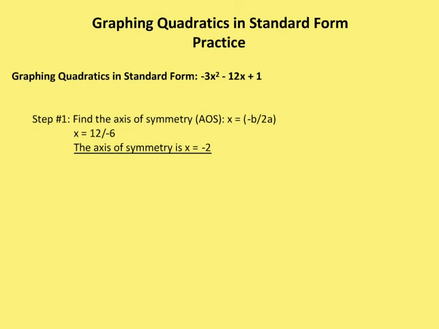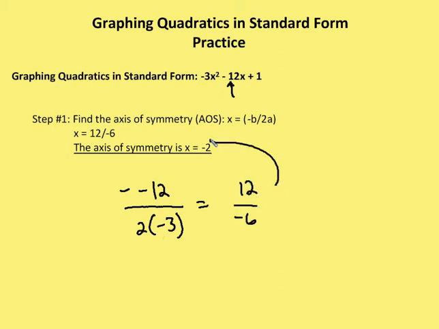So if I put in the values, negative b is going to be negative or minus 12, so I have minus 12 over 2a, which is 2 times negative 3, and I end up with positive 12 over negative 6. So that's the value that we have listed here. X is equal to 12 over negative 6, which is the same as x is equal to negative 2.